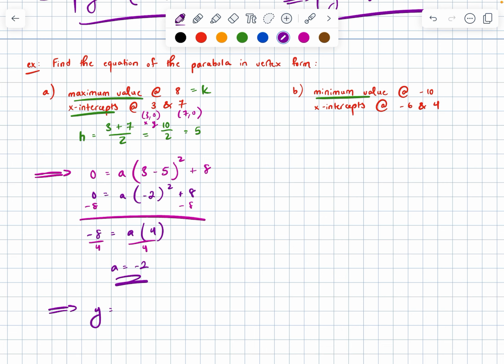Taking this and slotting into place, I now know that y equals negative 2 for a, times the quantity x minus 5 squared for h, plus 8 for k, is my final answer. Try it on your own with B. You've got a minimum here, but that should still tell you something about your vertex. You've got your x-intercepts. Find me a vertex, find me a point, and find me an equation. Go!